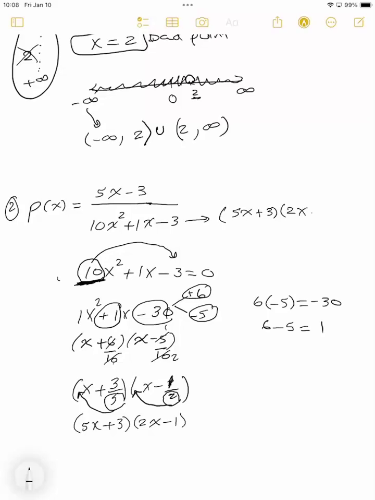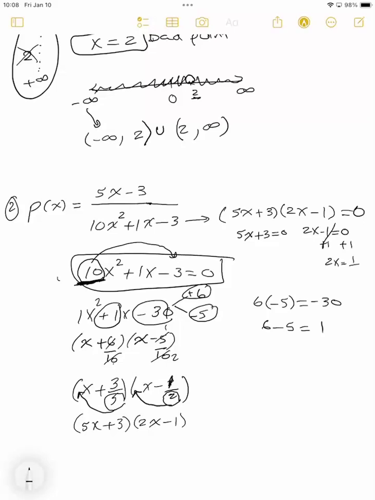And remember, we are supposed to set the denominator equal to 0. And then we set each factor equal to 0. You add 1 to both sides. Then you divide by 2. So 1/2 is a bad point. You subtract 3 from both sides. You divide by 5. And negative 3/5 is a bad point.